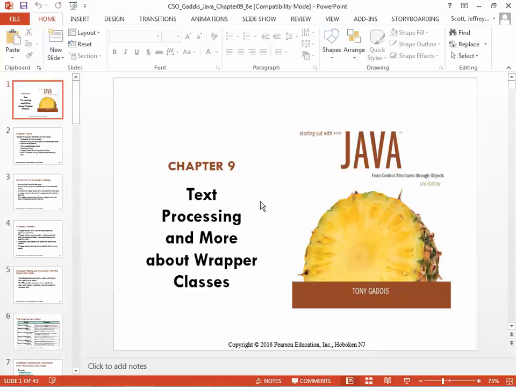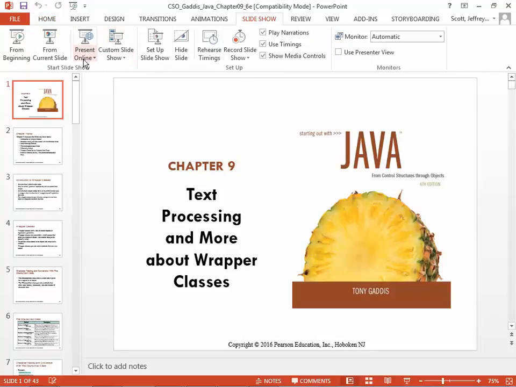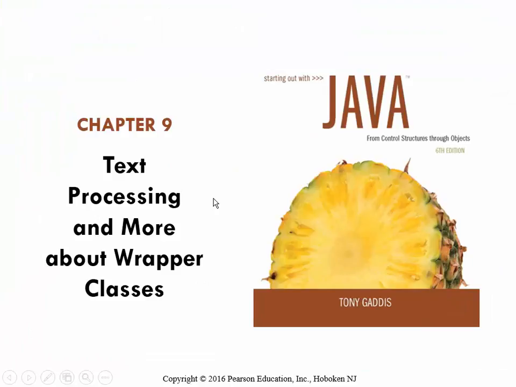I've been coming at you with lectures from Starting Out with Java: From Control Structures through Objects, 6th edition, by Tony Gaddis. I've been going over the PowerPoints of this textbook that we're going to use for the 152-143 Intro to Java Programming class for the Spring 2016 semester at Blackhawk Technical College. I've done the first 8 out of 11 that I'm going to do, and I'm going to go through number 9 right now. Chapter 9 is entitled, as you can see here, Text Processing and More About Wrapper Classes.